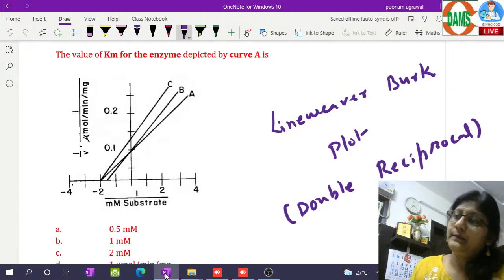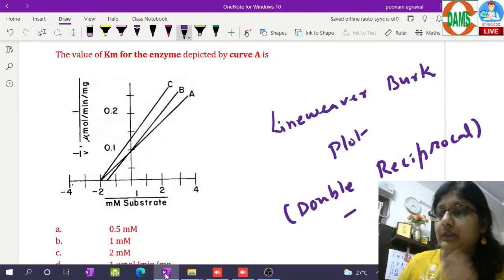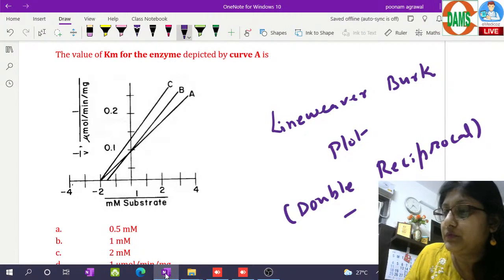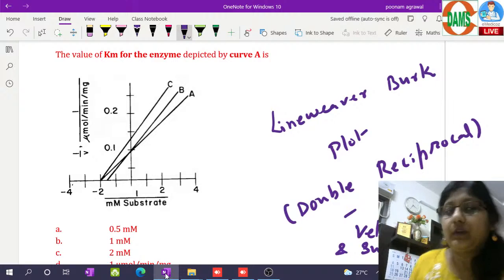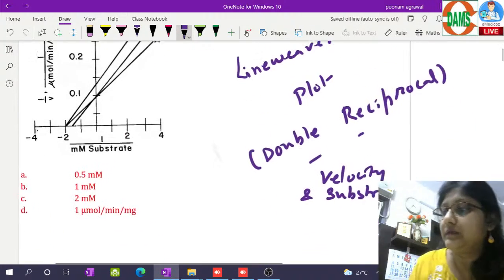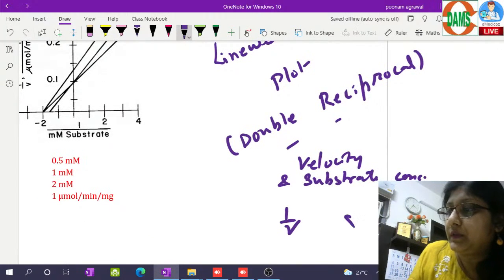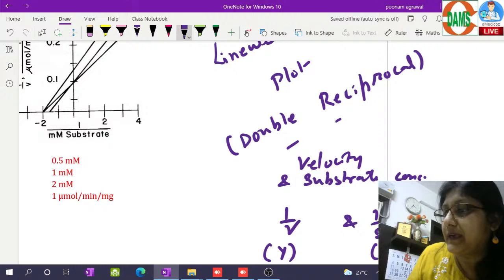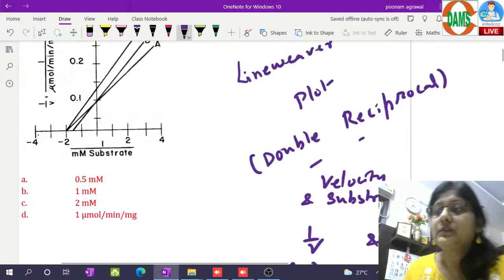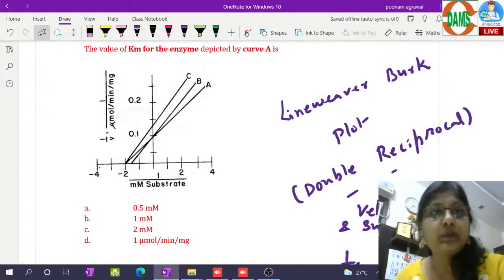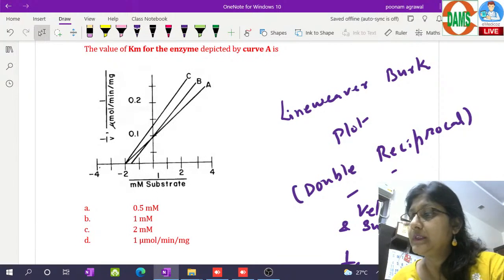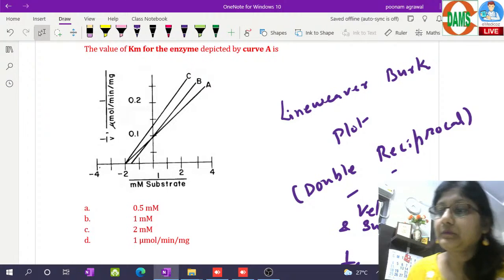It is called double reciprocal plot because we are using the reciprocal values of velocity and substrate concentration. So they are not directly plotted on the y and x axis respectively, rather 1/v and 1/s are plotted on the y axis and x axis respectively. So this is a Lineweaver-Burk plot which is importantly used to study enzyme kinetics.